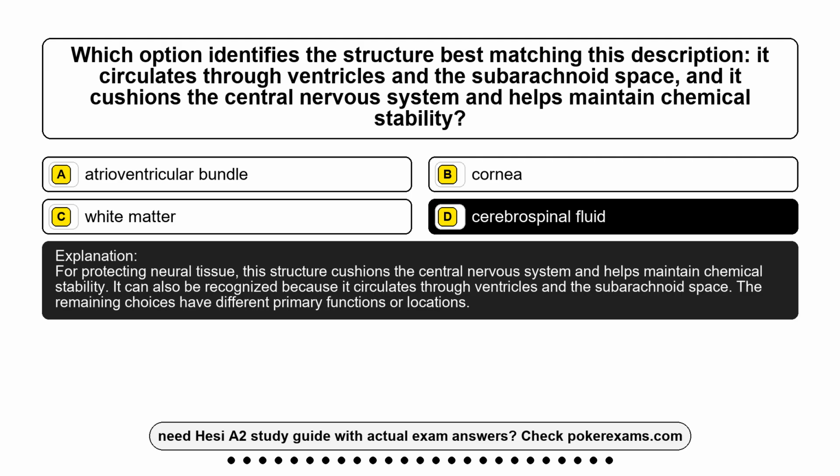For protecting neural tissue, this structure cushions the central nervous system and helps maintain chemical stability. It can also be recognized because it circulates through ventricles and the subarachnoid space. The remaining choices have different primary functions or locations.